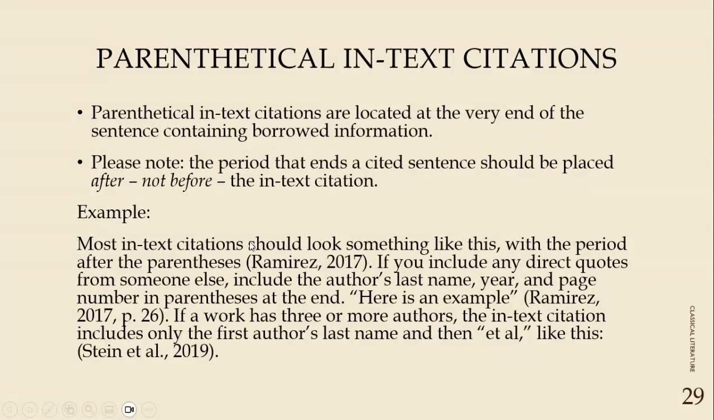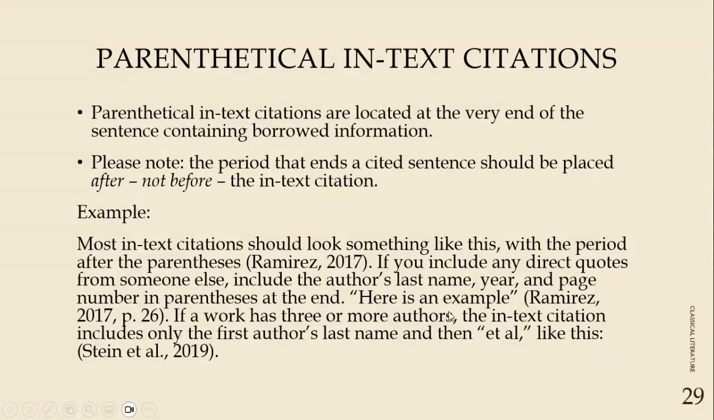So most in-text citations should look something like this, with a period after the parentheses. So we have Ramirez, comma, 2017, with a period at the end. It's not over here. If you include any direct quotes from someone else, include the author's last name, year, and page number in parentheses at the end. Here is an example. So this would be a direct quote. What do we need with a direct quote? We need a page number. So here we see Ramirez, 2017, page 26.